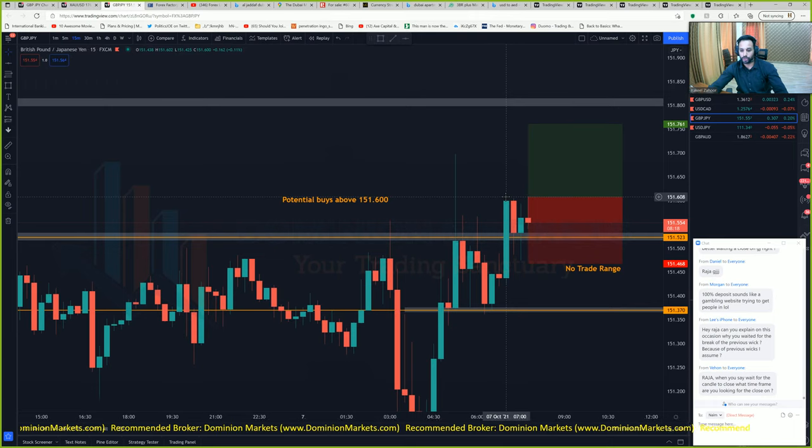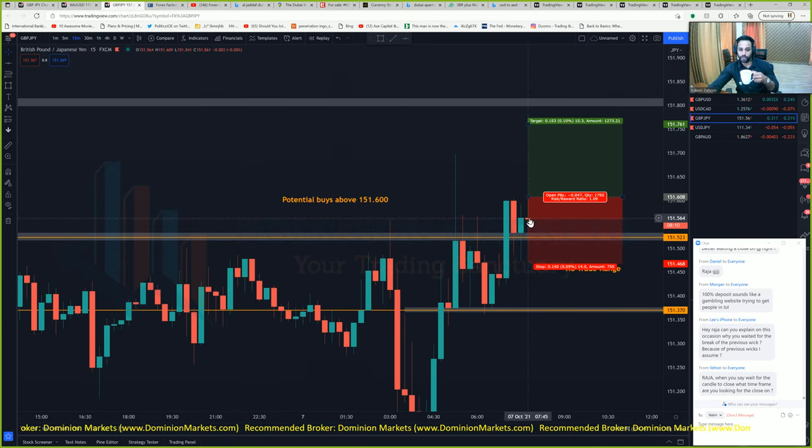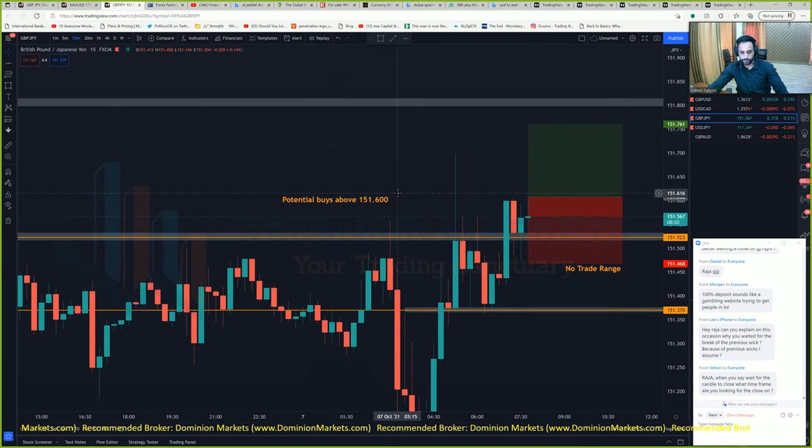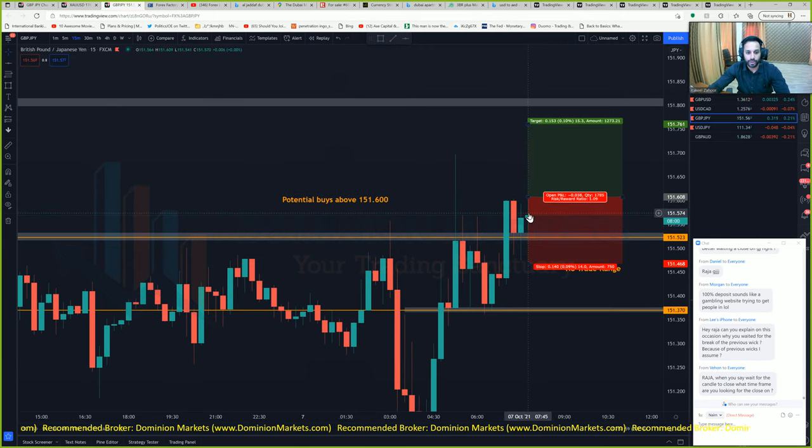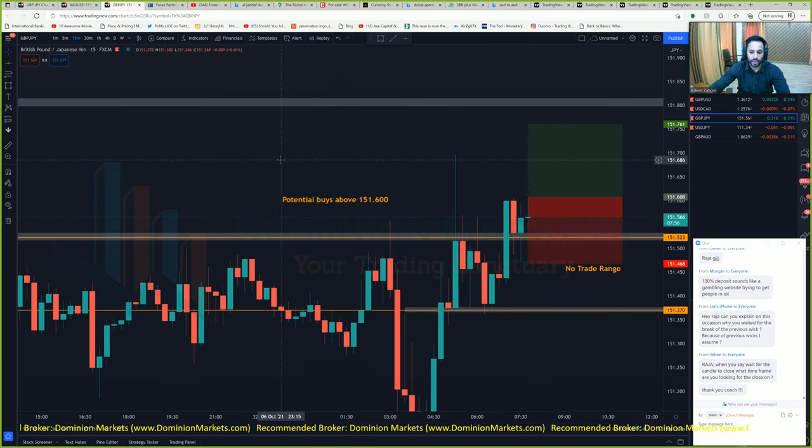When you say wait for the candle to close, what time frame are you looking for a candle to close on? Well, at this time, the 1 hour candle is going to close. The 30-minute candle is going to close. So if the 15-minute candle closes bearish, I'm going to close out my entire positions, because I want this candle to close bullish. I want every time frame to be in my favor. If even one time frame is not in my favor, I'm going to close everything.